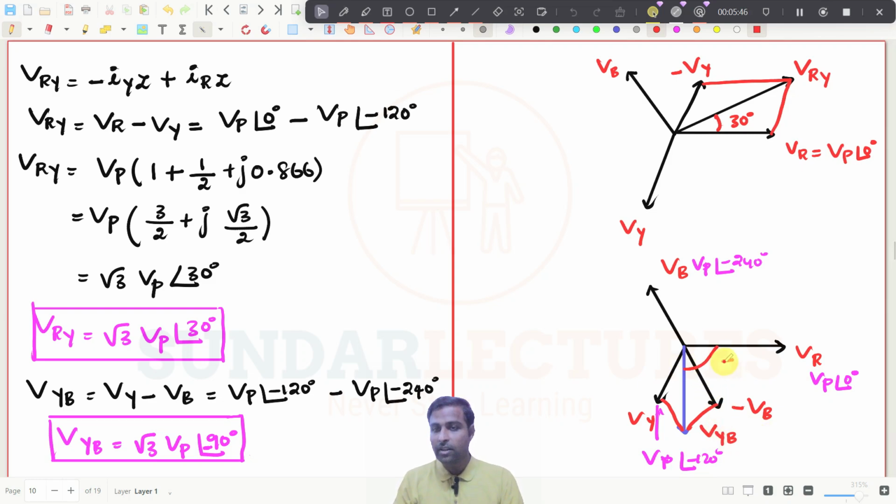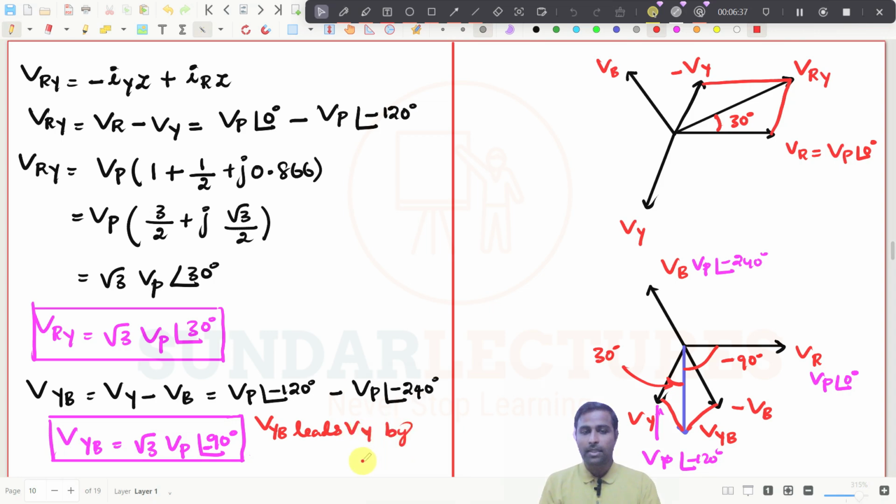And what is this angle? It will be minus 90 degree. And what is this one? If this comes here, then obviously it will be 60 degree. And the angle between these two, VYB and VY, because this is 120 degree, right? And this is 90 degree, then obviously this angle will be 30 degree, right? Which one comes first? If I am coming in this direction, VYB is coming first, then obviously VYB leads VY by 30 degree. So I can write like this, VYB leads VY by 30 degree. Likewise, you see here also VRY leads VR by 30 degree. Now you see it is a very simple, easy way to understand.